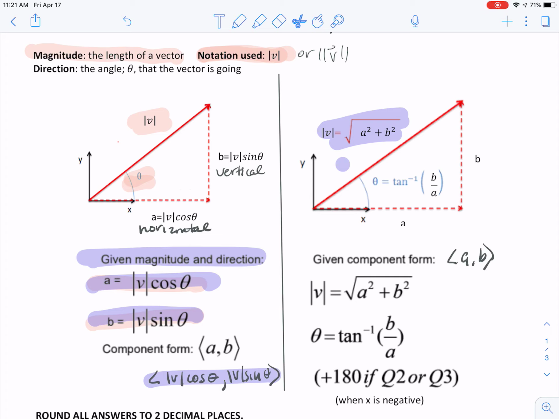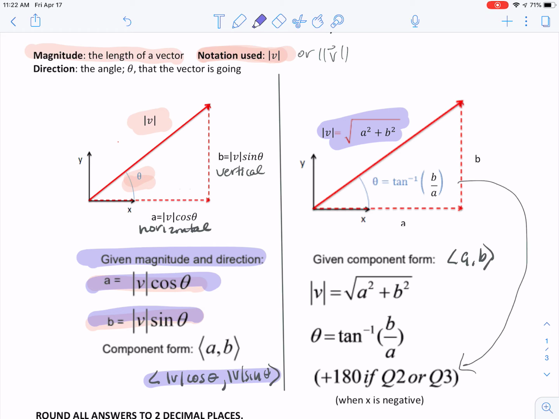And then to find theta, this is a little tricky. You do tan inverse of y over x. Think about that: tangent is opposite over adjacent. So if you want to find the angle, you do tan inverse of opposite over adjacent. But look down here, there's more information down here.